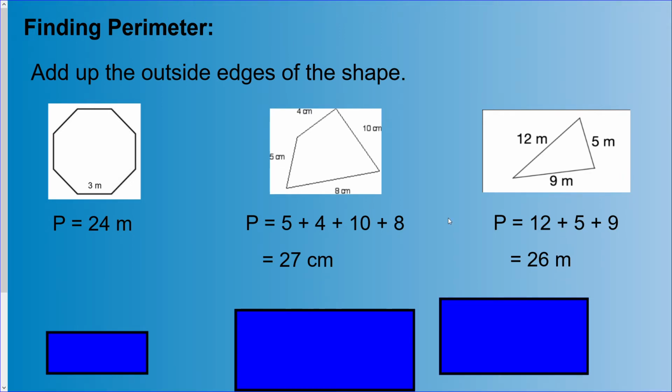The formula sheet that I included does sometimes include formulas for perimeter, but usually if you just remember that you're adding up all the outside edges, you don't really need a formula for that.